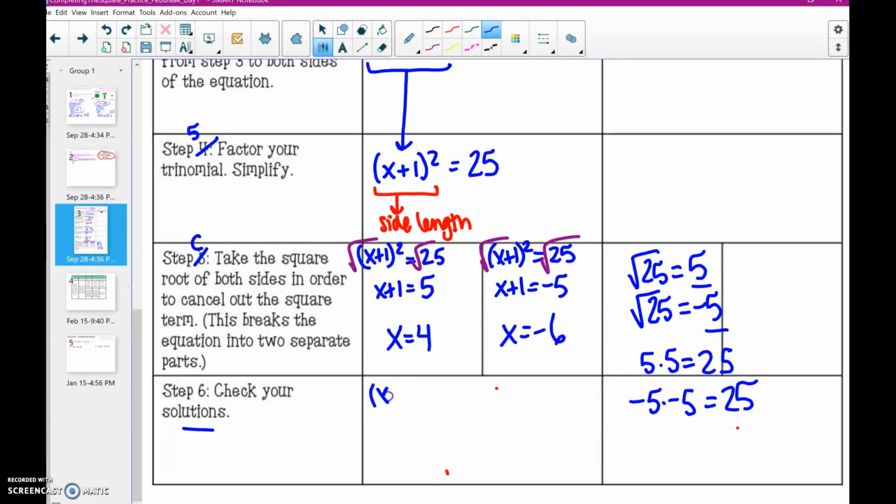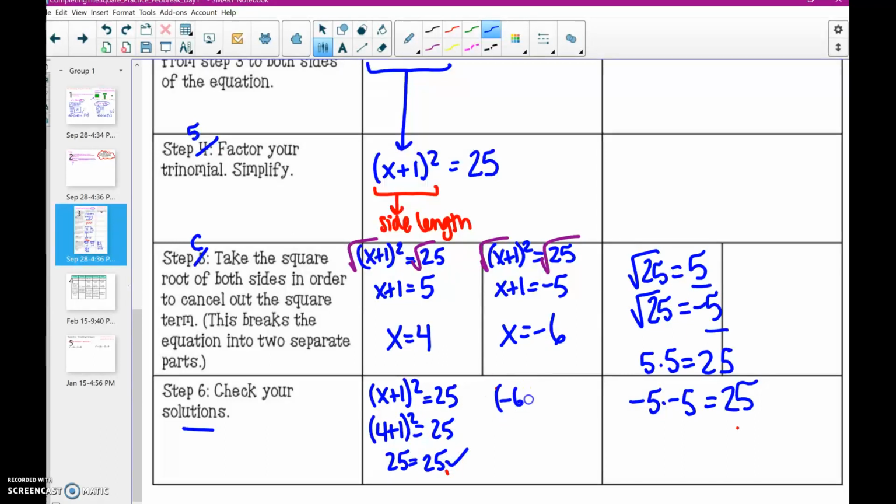All that means is, in (x plus 1) squared equals 25, if we plug in a 4, will we still have a true statement? 4 plus 1 is 5. 5 squared is 25. We do have a true statement. Check it with the other one.